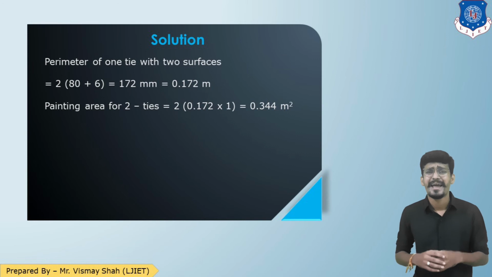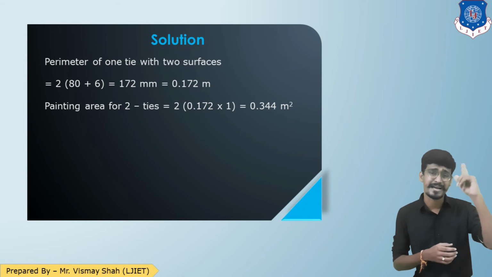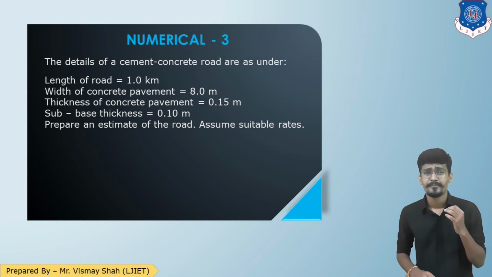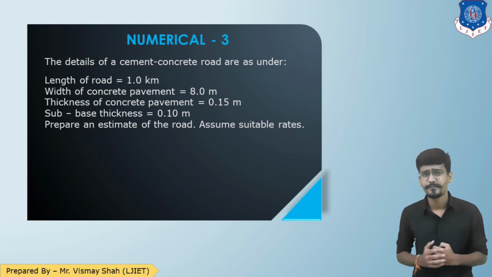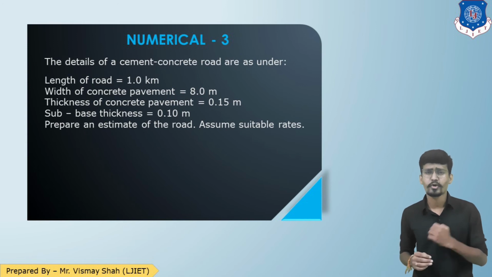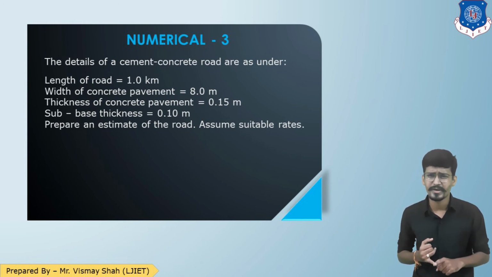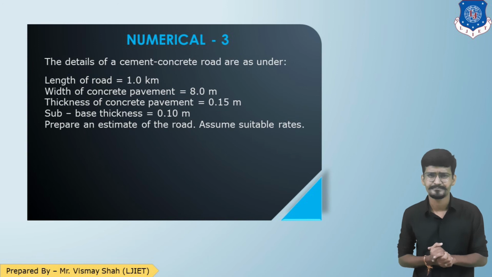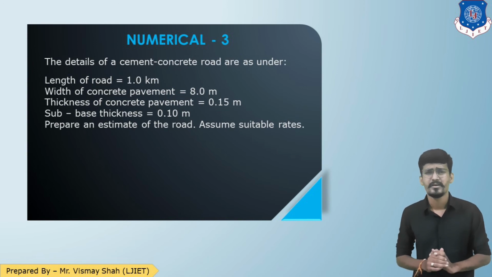Now students, at the last, let us see another sum based on road calculation, which we started earlier. Alright, so let us see another question. The question says that the dimensions and details of a cement concrete road are as follows. Length of the road is 1 kilometer, width of the concrete pavement is 8 meter, thickness of the concrete pavement is 0.15 meter, sub-base thickness is 0.1 meter, and the last is that we need to prepare the estimate for the given data, and we need to assume suitable rates for the same.